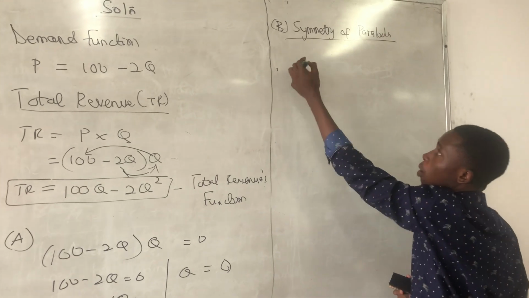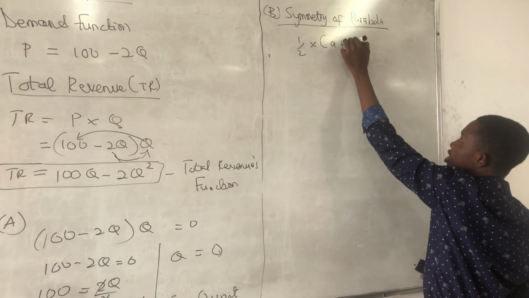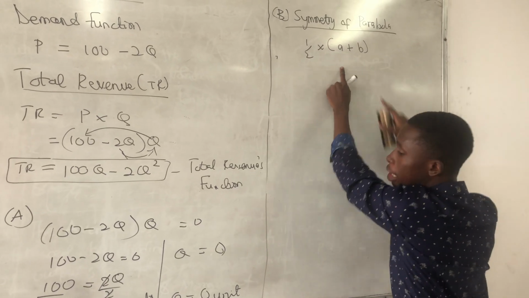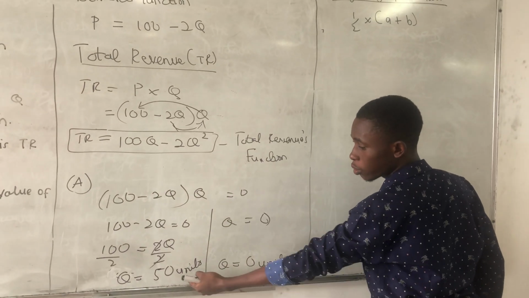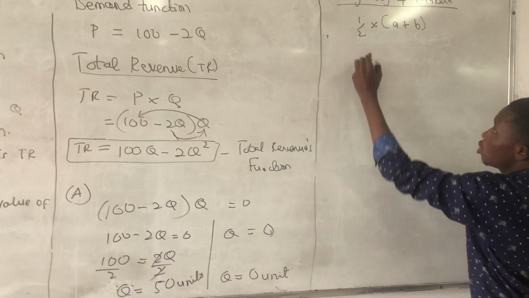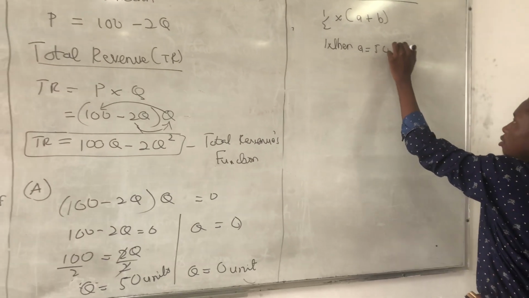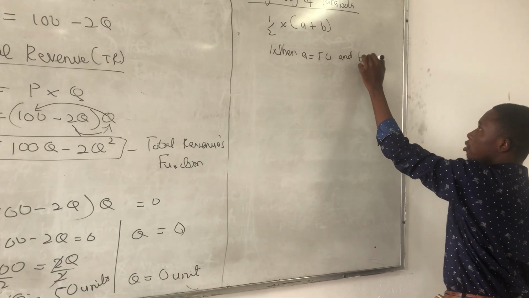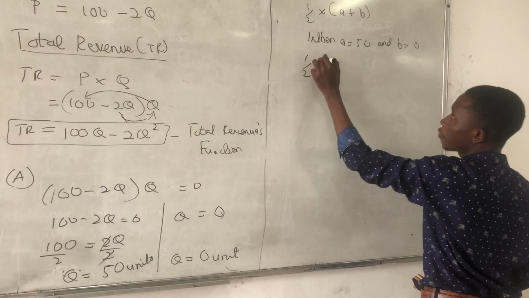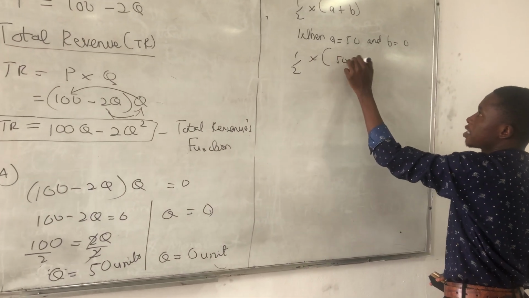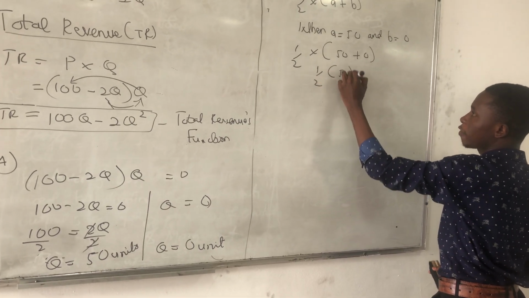Now, the symmetry of parabola is given as half times A plus B, where A and B denote the quantities that you had in the previous question, which were 50 and 0 units. So when A is equal to 50 and B is equal to 0, we have half times (50 plus 0), which is half times 50.